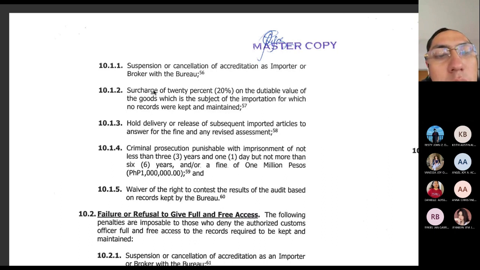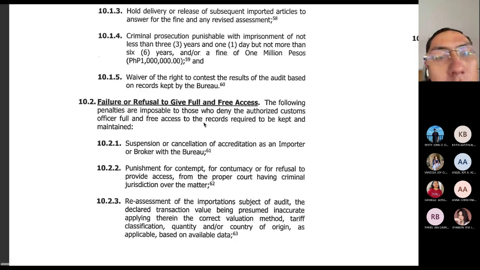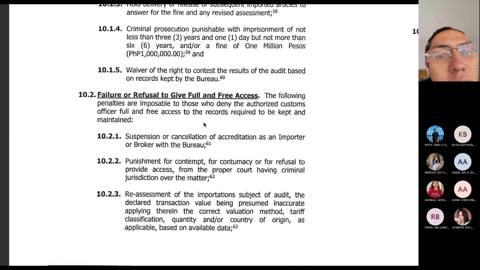10.1.4 Criminal prosecution punishable with imprisonment of not less than 3 years and 1 day, but not more than 6 years, and or a fine of 1 million pesos. And 10.1.5 Waiver of the right to contest the result of the audit based on records kept by the Bureau.